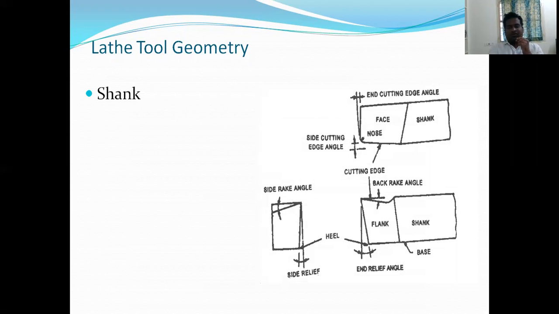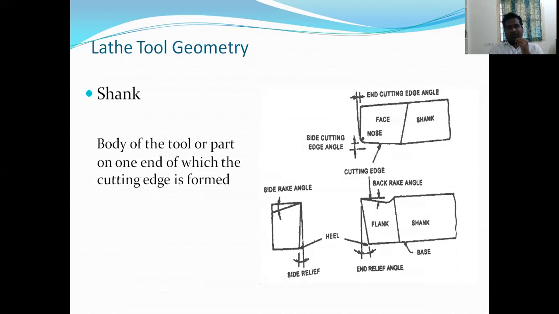First of all, we are discussing the shank, this part. Shank is a solid part. It is called the entire body of the tool. Shank is the solid body of the tool or part, on one end of which the cutting edge is formed, right?